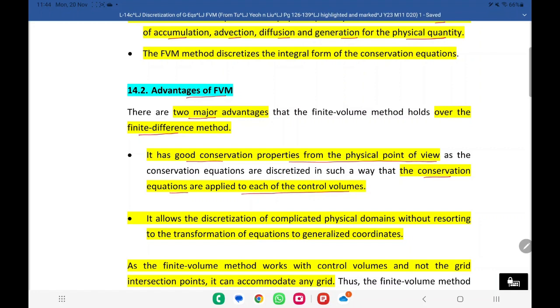So in a way, your conservation of properties, which is a basic law, so your physics is applied to the smallest volume. This is one beauty of FVM, or you can say one strength of FVM, that the physical laws, the governing laws, remain applicable at the level of the smallest volume. Okay.